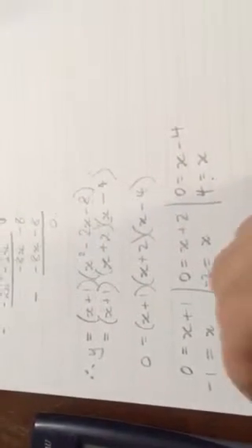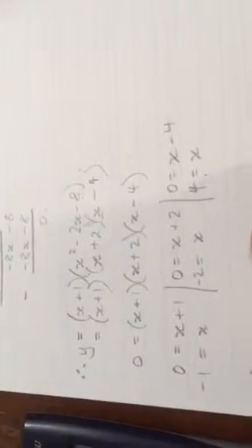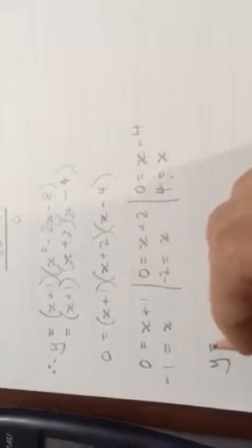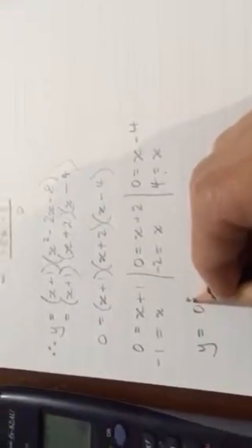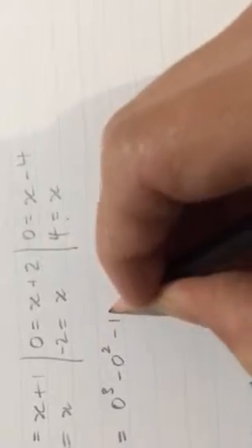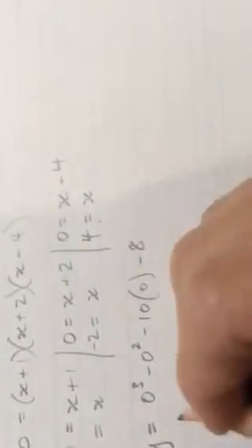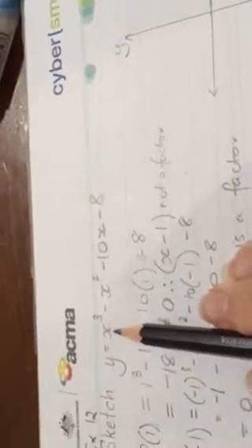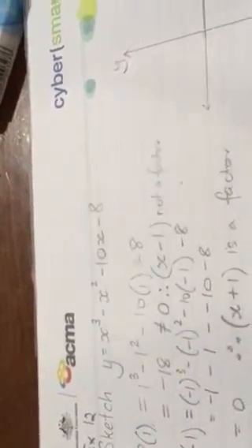Then I want to find my y-intercept. I find that when x equals 0. So substitute 0 into my original equation. I'll just have to look back up here for a moment. Take 0 squared, take 10 times 0, take 8. So I've got y equals negative 8. Now I have to have a look and think about my end behaviour. Now when I look at this, this is a positive x cubed, which means my end behaviour will be positive.